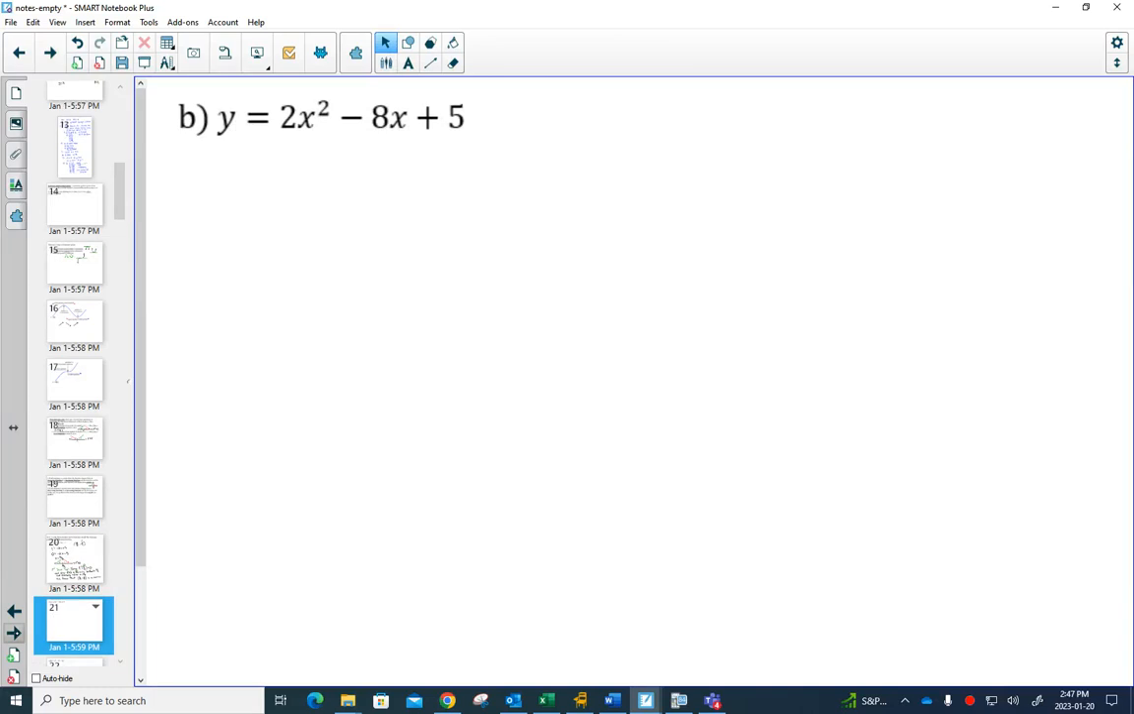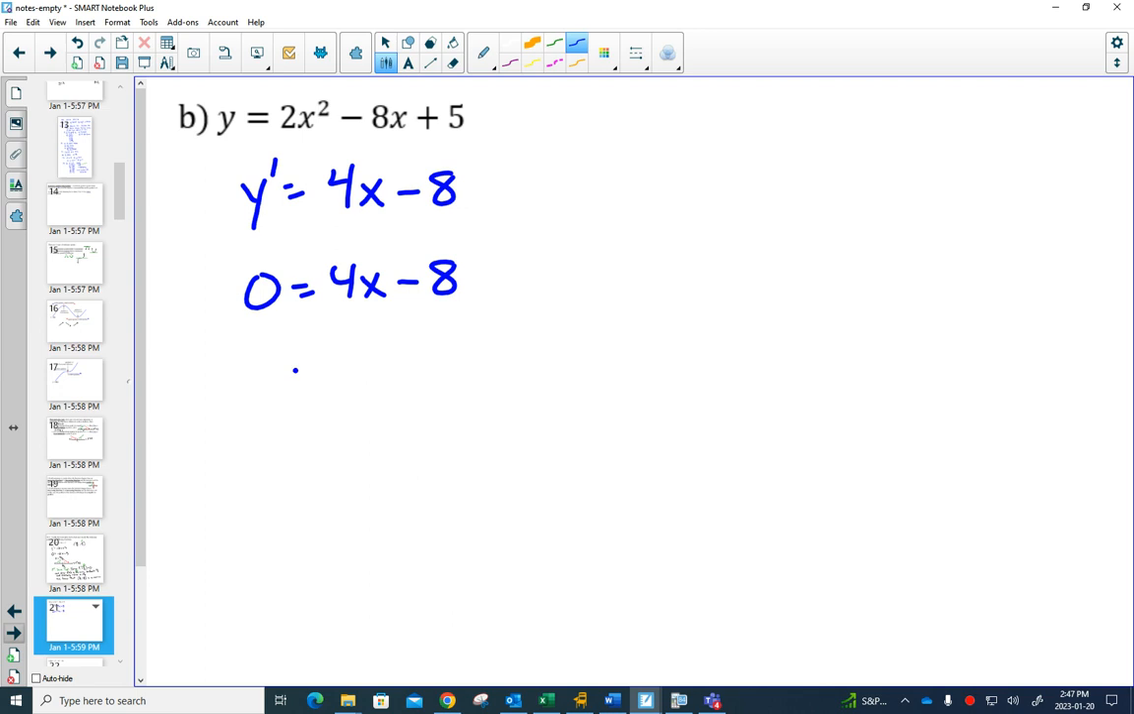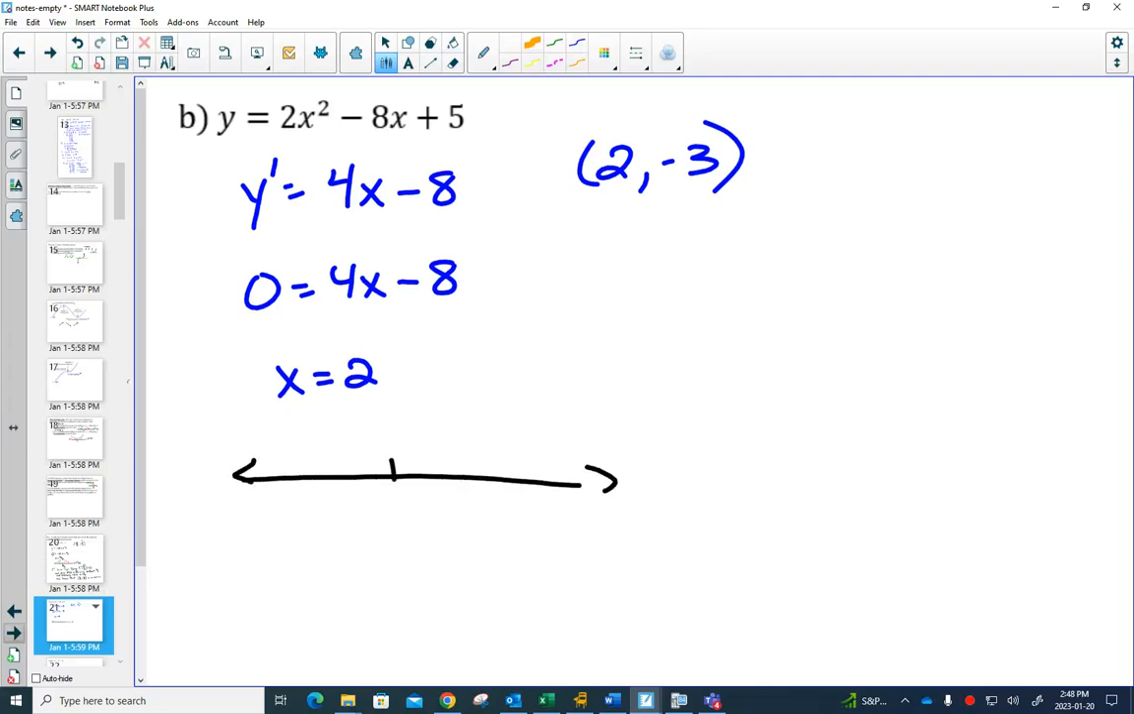Example 2. Sometimes these are a little annoying because of all the things you have to write, but here's our derivative: 4x minus 8, set it equal to 0. Solve. If you plug it in, you would get -3. And draw your number line. Plug in -2. Write your derivative.